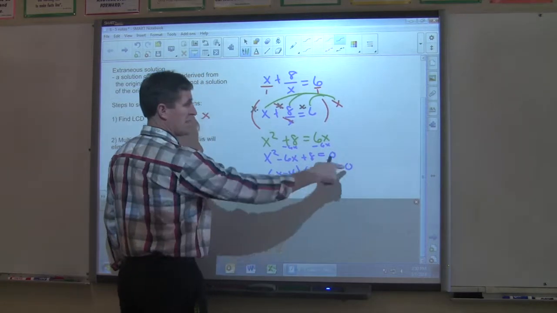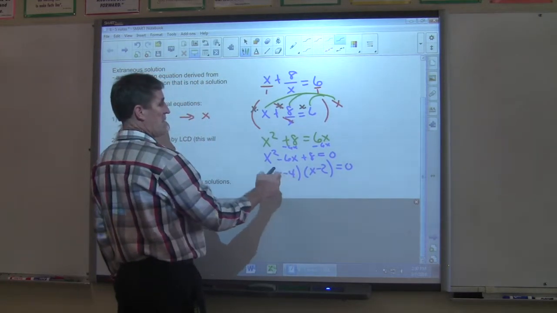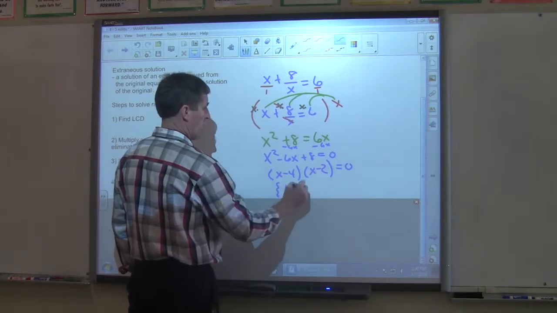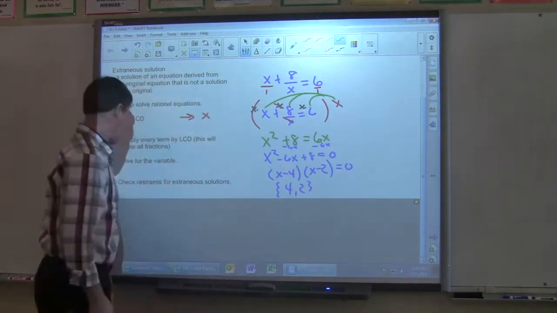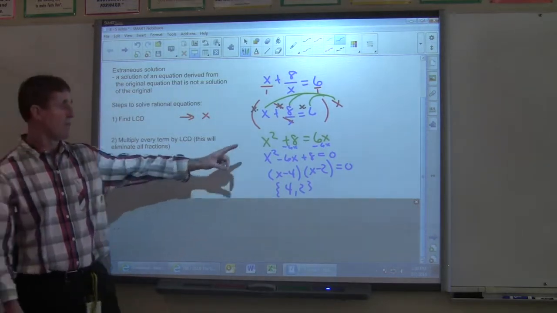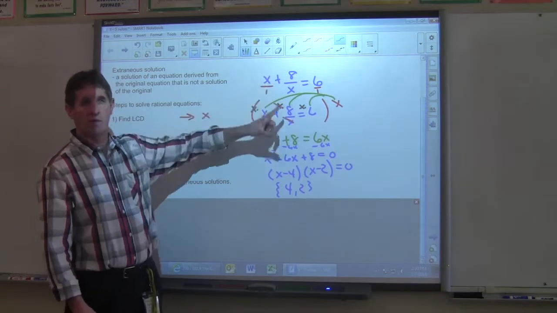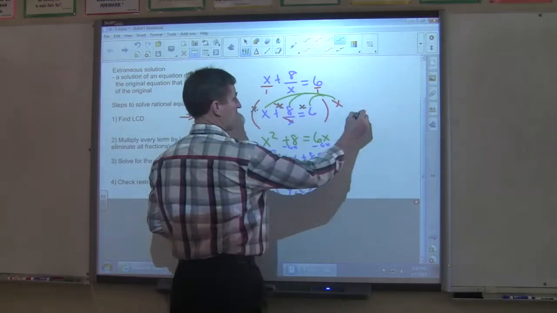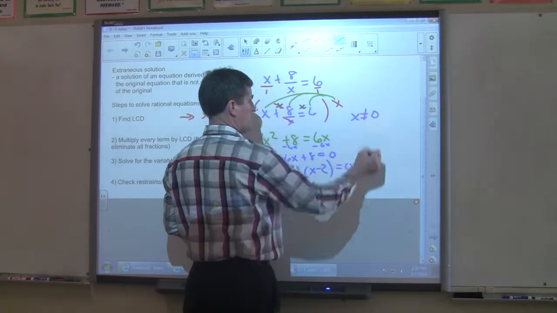And so then again, you can set these equal to 0, or the shortcut is the opposite of this divided by the number in front. So my solutions would be 4 and 2. And then our last thing is we want to check the restraints for extraneous solutions. Remember, our restraints are what x can't be, because they make the denominator 0. Well, in this case, my restraint would be x cannot equal 0.